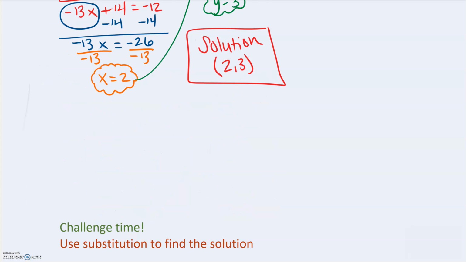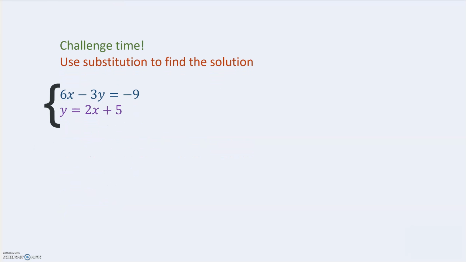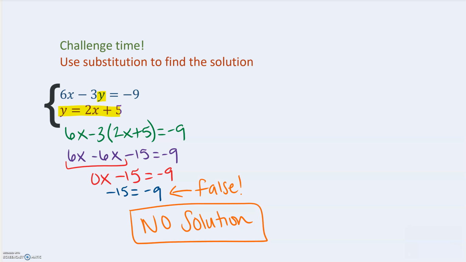All right, let's move on to the challenge problem. Go ahead, use substitution to find the solution and pause your video. All right, so this time we can see that we ended up having 6x minus 6x, which gave me 0x. So I have no x's in this problem at all. They completely poofed. They vanished. They're gone. So I end up being left with negative 15 equals negative 9, and that's not true.